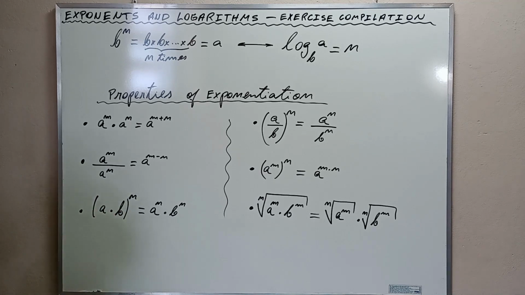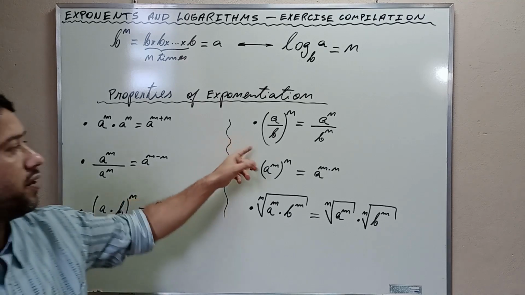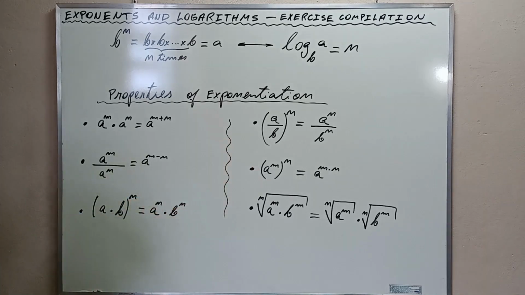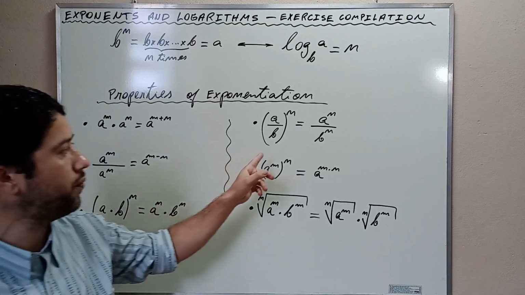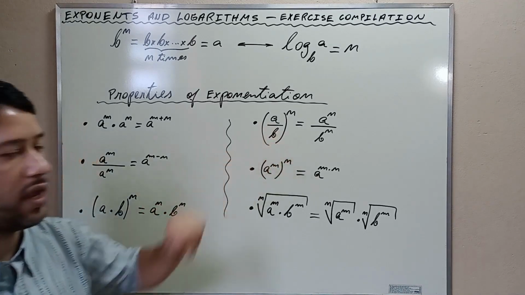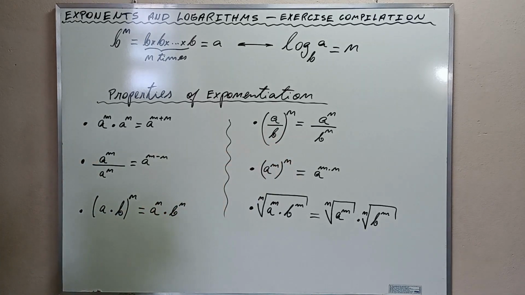Third property: a times b, raised to the nth power, is equal to a to the nth times b to the nth. Next, a divided by b, to the nth power, is equal to a to the nth divided by b to the nth.